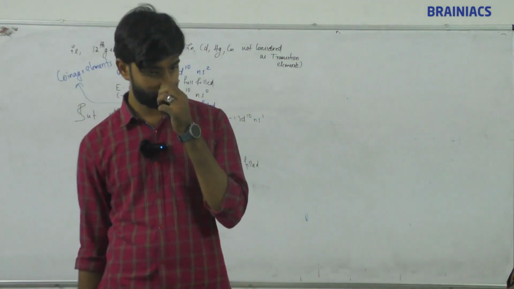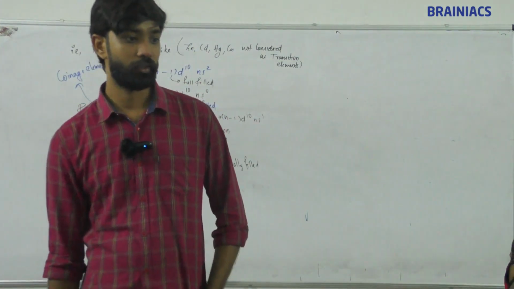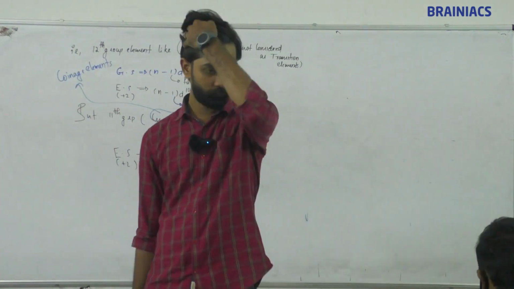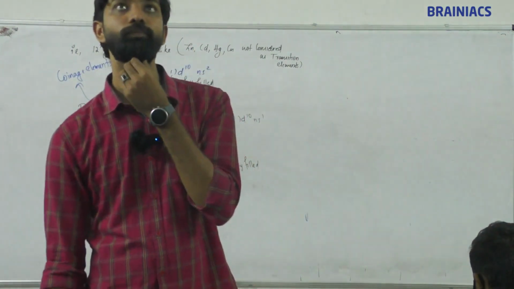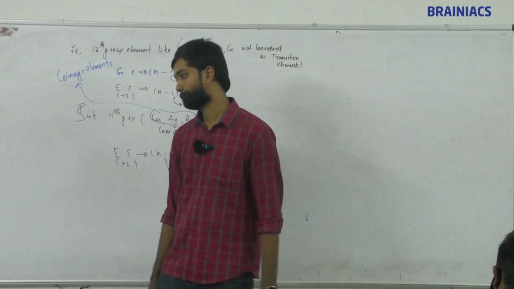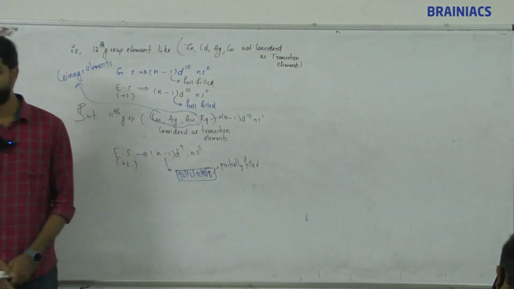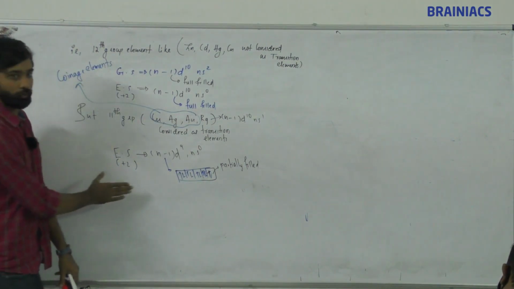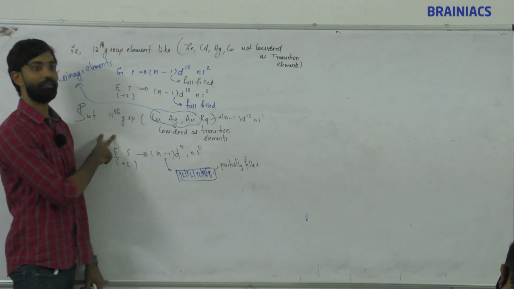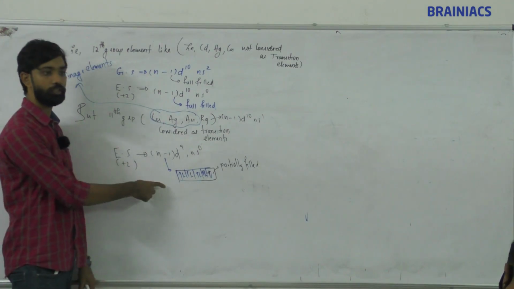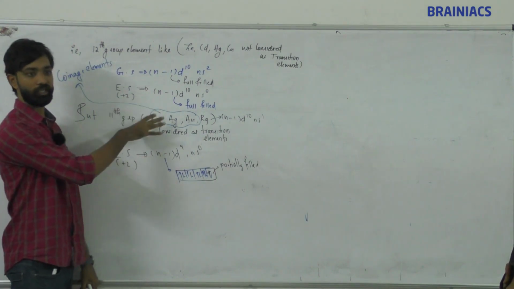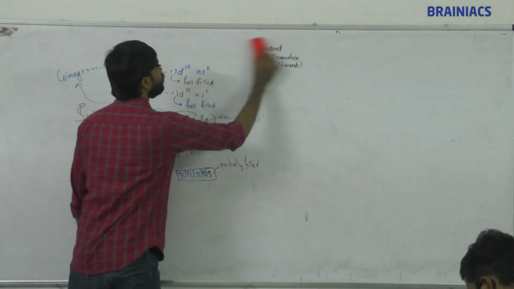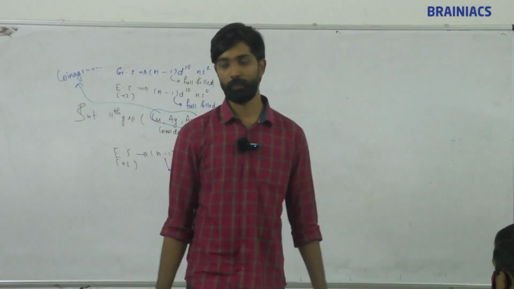Ready? So next we are moving to the important properties. The first property, atomic size. Okay, ready? This is the reason why the 11th group is considered as transition elements, and this is the reason for the 12th group. Fine. The next property is atomic size.